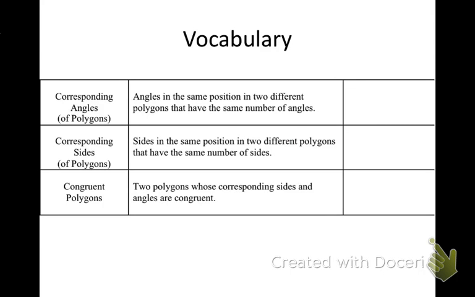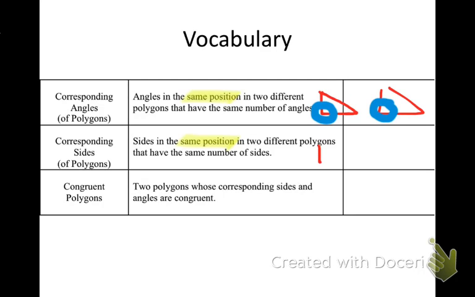Vocabulary here. Corresponding angles. This is a similar type of definition, but for angles: corresponding means in the same position. The key is they're going to be in 2 different polygons that have the same number of angles. So if I draw a triangle here and a triangle here, these angles right here would be corresponding angles. They're the same angle on both of those. Those would be the right angles.